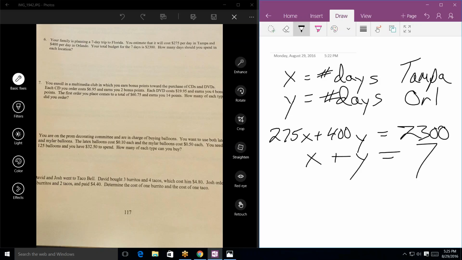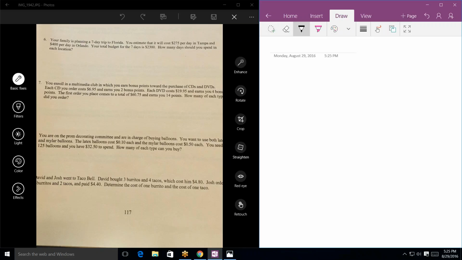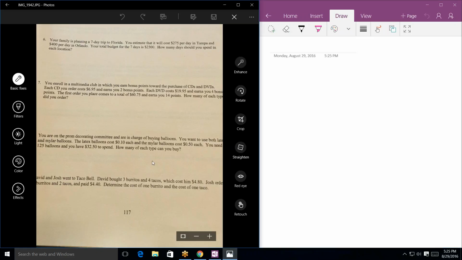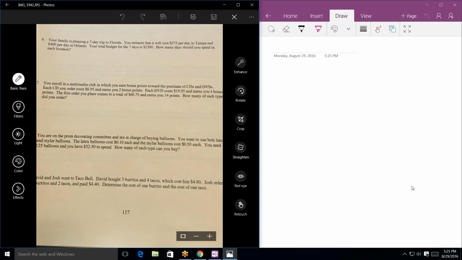And again, you know how to solve that. You can multiply the top or the bottom one by minus 400 to solve it. Exactly. That's not your problem. So let's go down to set up another one. Cool. Number 7.